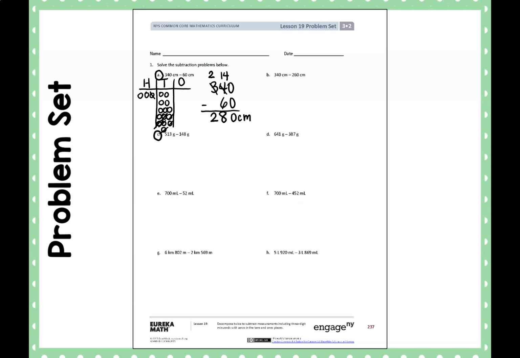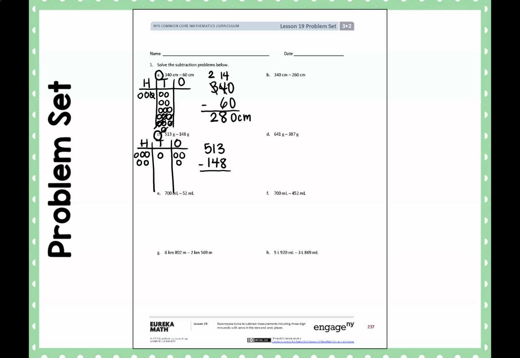So for C, we have 513 grams minus 148 grams. Okay, you know the drill. Go ahead and draw out your place value chart. Ones, tens, hundreds. Then write it in the standard algorithm. Alright, let's build the number 513. I have 3 ones, 1 ten, and 5 hundreds. I need to take away 148.